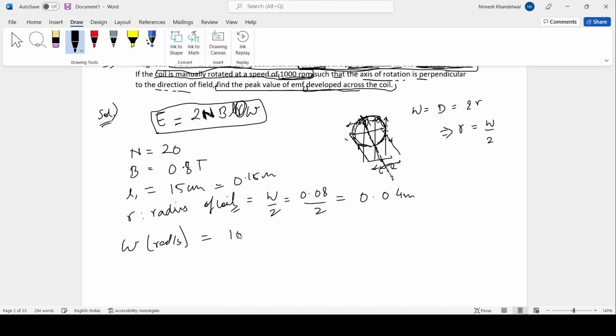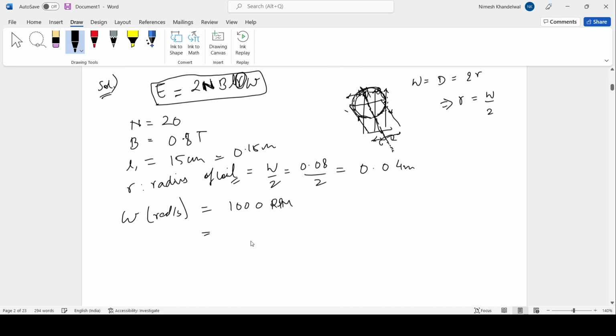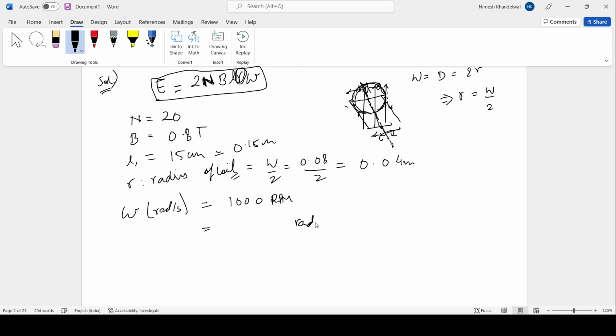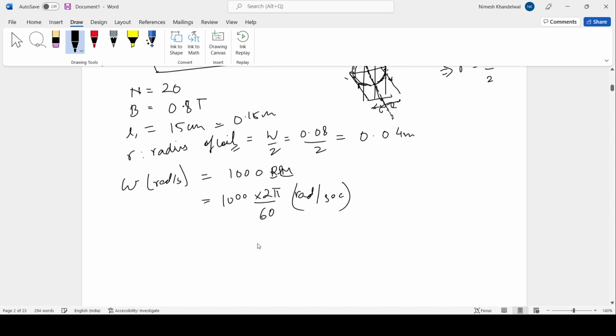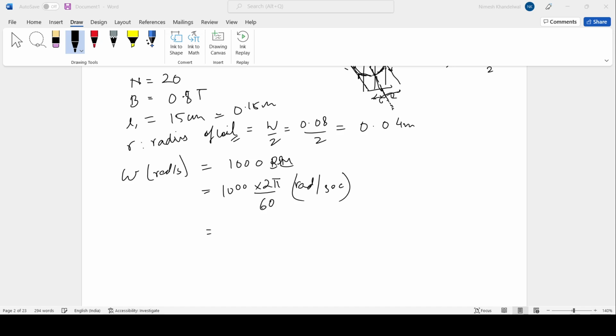And right now it is given to us in what? RPM. Okay, so how do you convert from RPM to radian per second? The standard is that you multiply by 2 pi, because one full rotation is 2 pi radians, and then you convert minute into 60 seconds. So what you finally get here is your speed, and that is 100 over 3 pi.